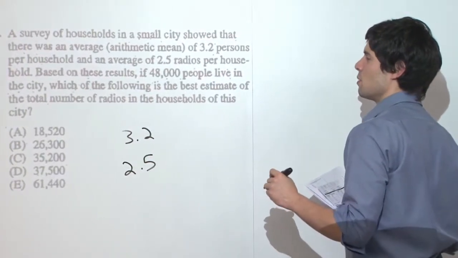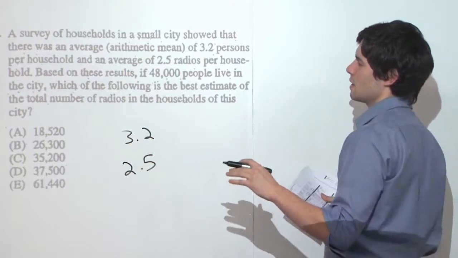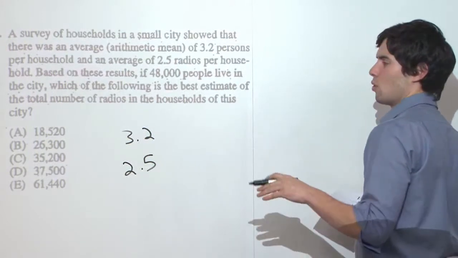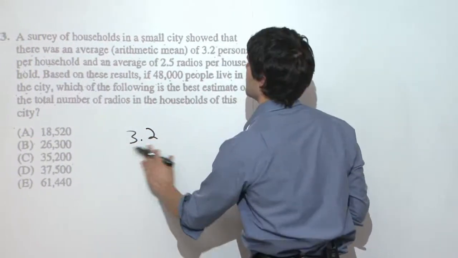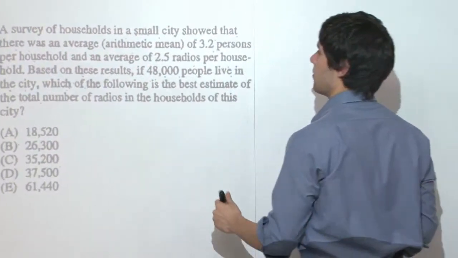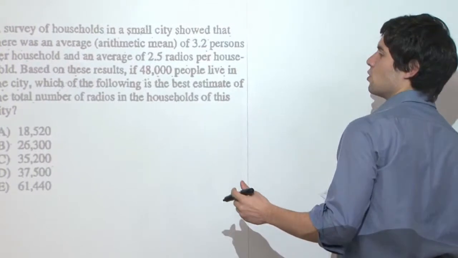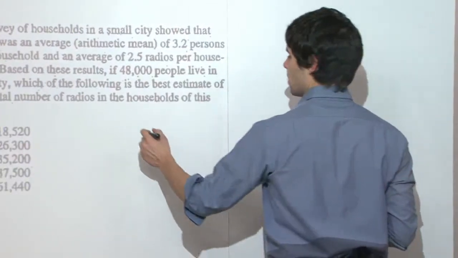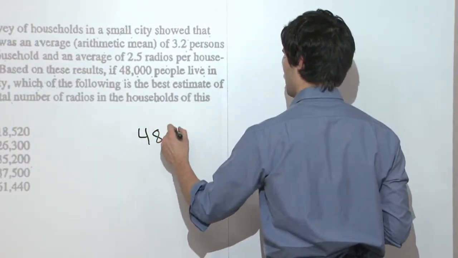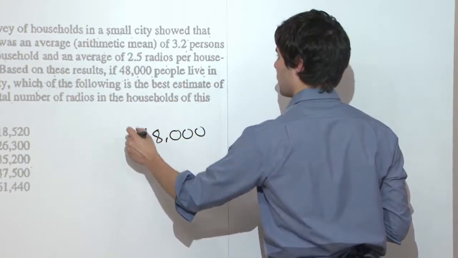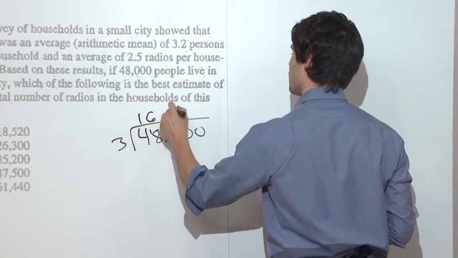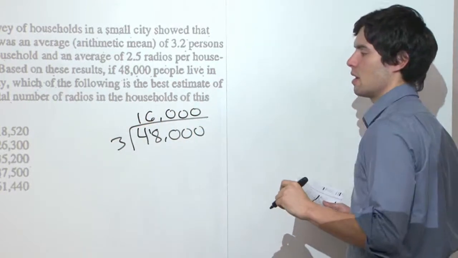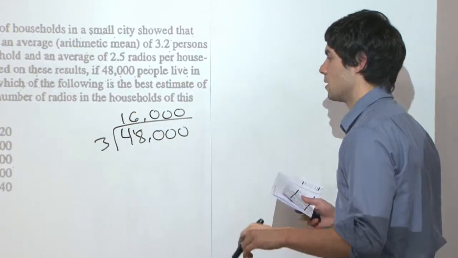If 48,000 people live in a city, what is the best estimate of the number of total radios in the households of this city? So we're doing an estimate now. So there's 3.2 people per house. Remember, in an estimate, we kind of round. So there are 48,000 people. We can assume there are about 16,000 households.